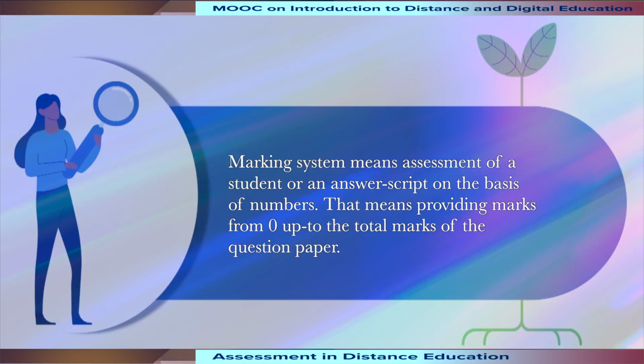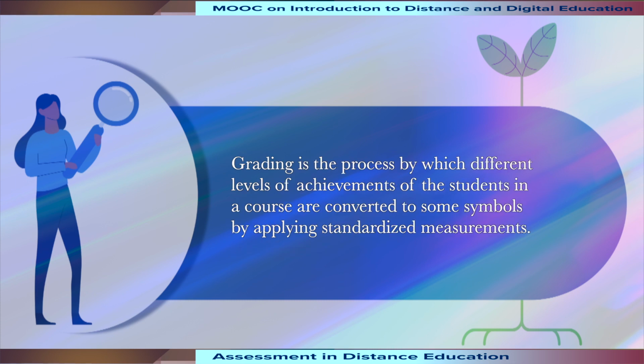So marking system means assessment of a student's answer script on the basis of numbers. That means providing marks from 0 up to 100. Right? This is a 0 to 100 scale. Someone can get 0, someone might score up to 100 also. And grading is the process by which different levels of assessment of the students are converted to some symbol, say A, B, like that.